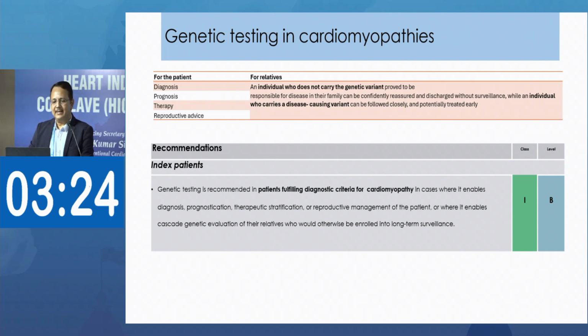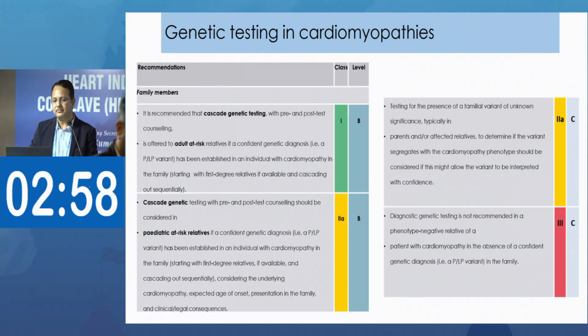So genetic testing in cardiomyopathy is required for patients and for family relatives, mainly first degree, after diagnosis is proven. It helps in diagnosing the case, in prognosis, in therapy, and even for reproductive advice. Genetic testing is recommended in patients fulfilling diagnostic criteria for cardiomyopathy, not as a screening tool. Cascade genetic testing with pre and post test counseling is recommended, because it involves 2 to 3 generations. So it is not routinely indicated, only for diagnosing, with pre and post test counseling.